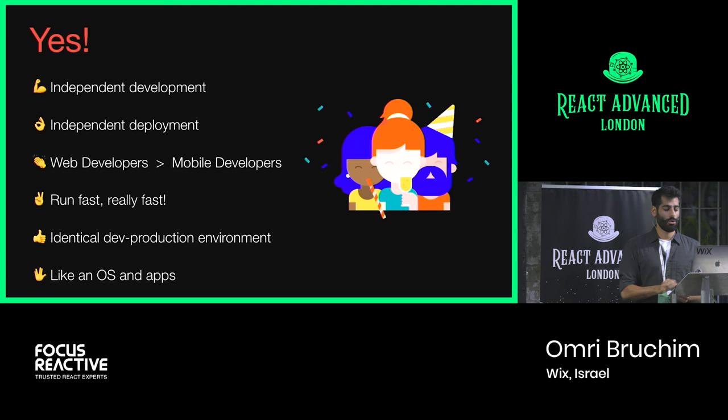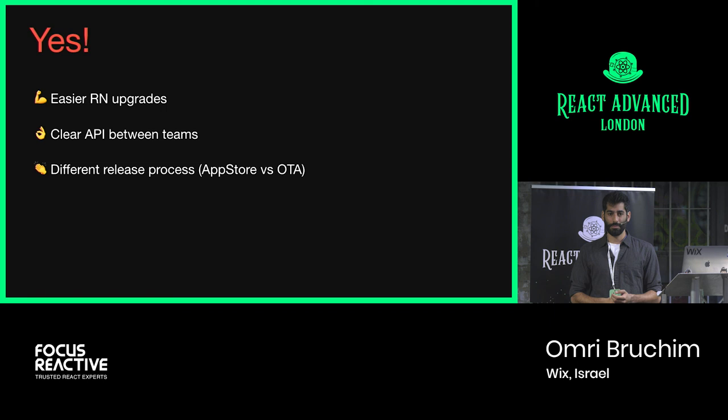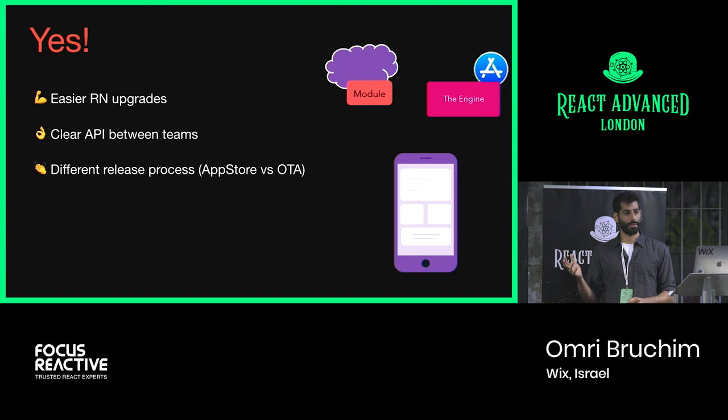What else? We have an easier React Native application, I talked about it. It's much easier to change the code in the native, clear API between the teams, much more scalable, and we have a different release process. I'm not going to elaborate on it today because it's a huge subject, but if I have native development shipped by the App Store or the Play Store, the JavaScript shouldn't go through this same channel. It can go by a different channel. Modules can send code directly into production, into the user's phone. It's something similar to CodePush, if you are familiar with it. We just send the JavaScript code directly to production.